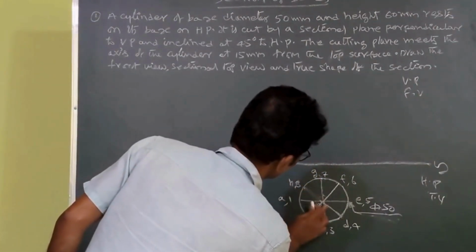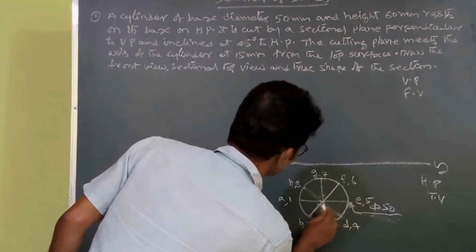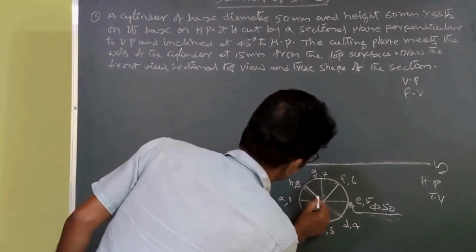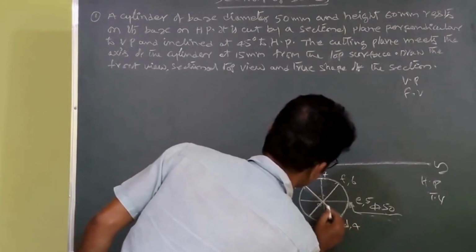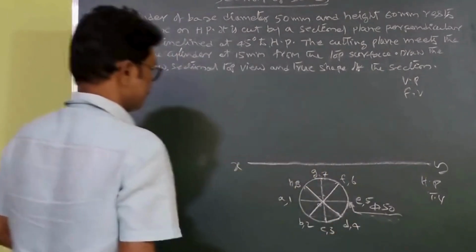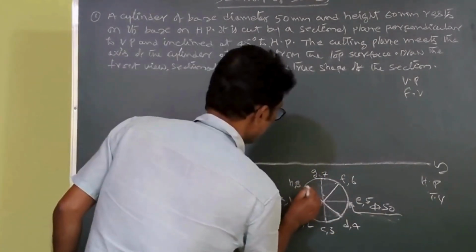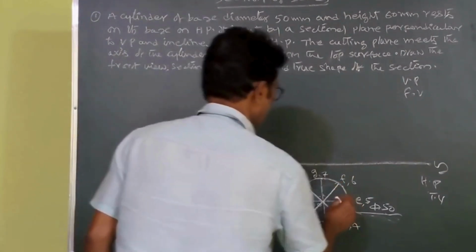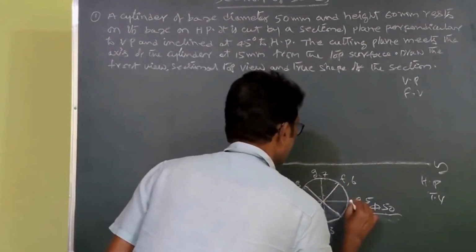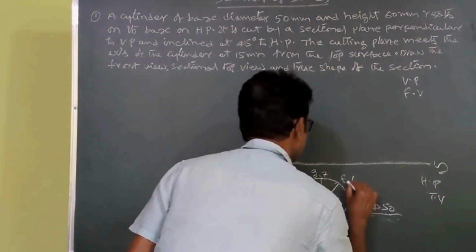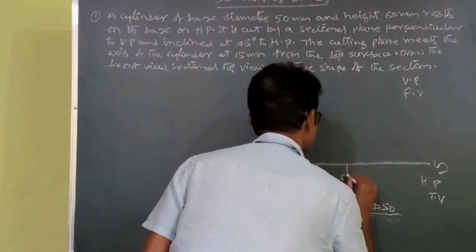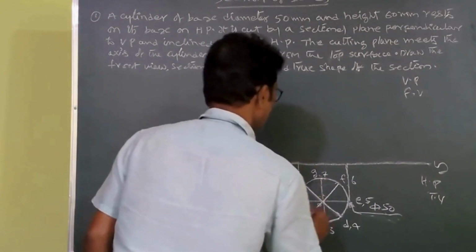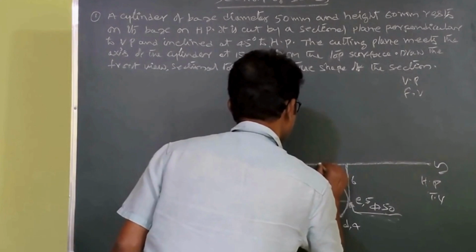Okay, this is the top view. Now we can develop the front view. So you draw the projectors here. You draw the projector here, and here, and here.